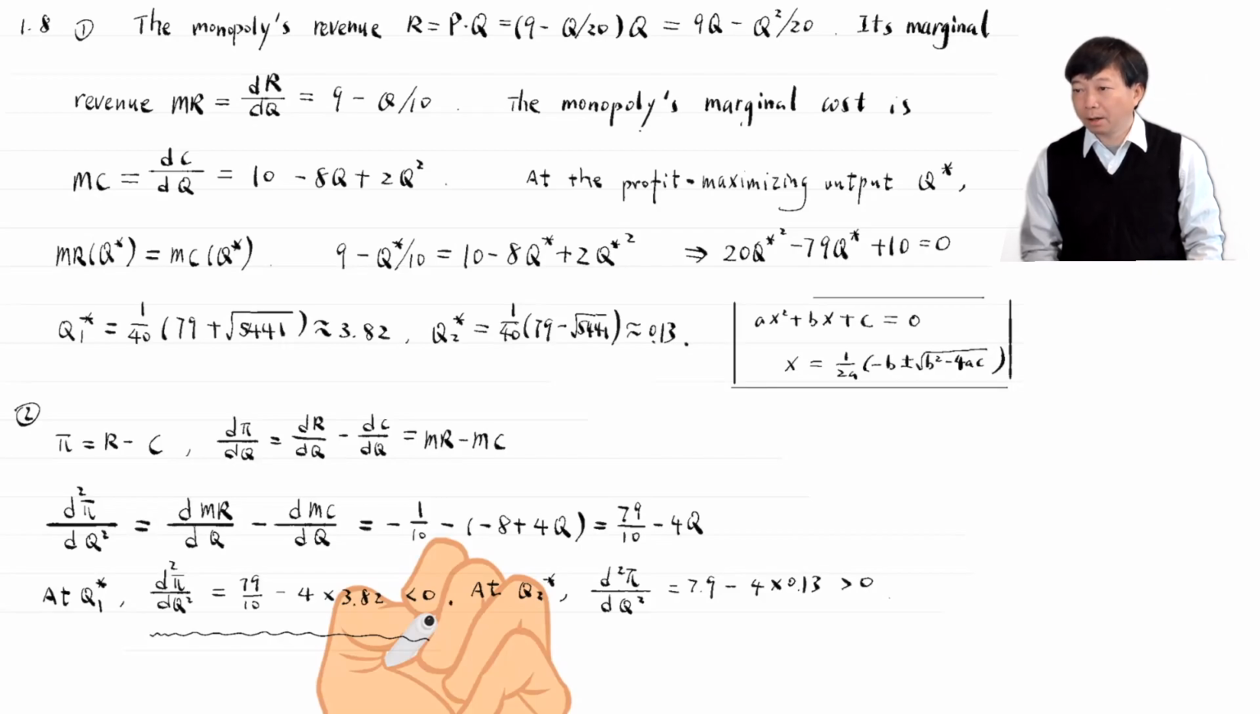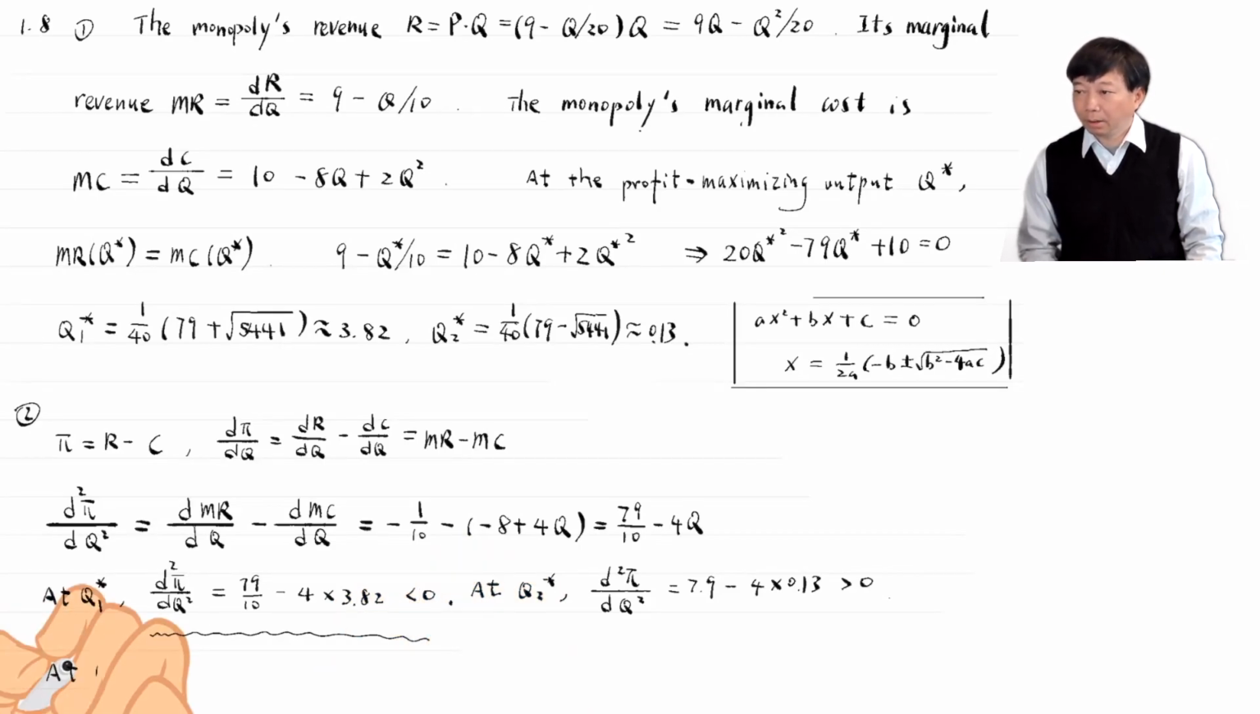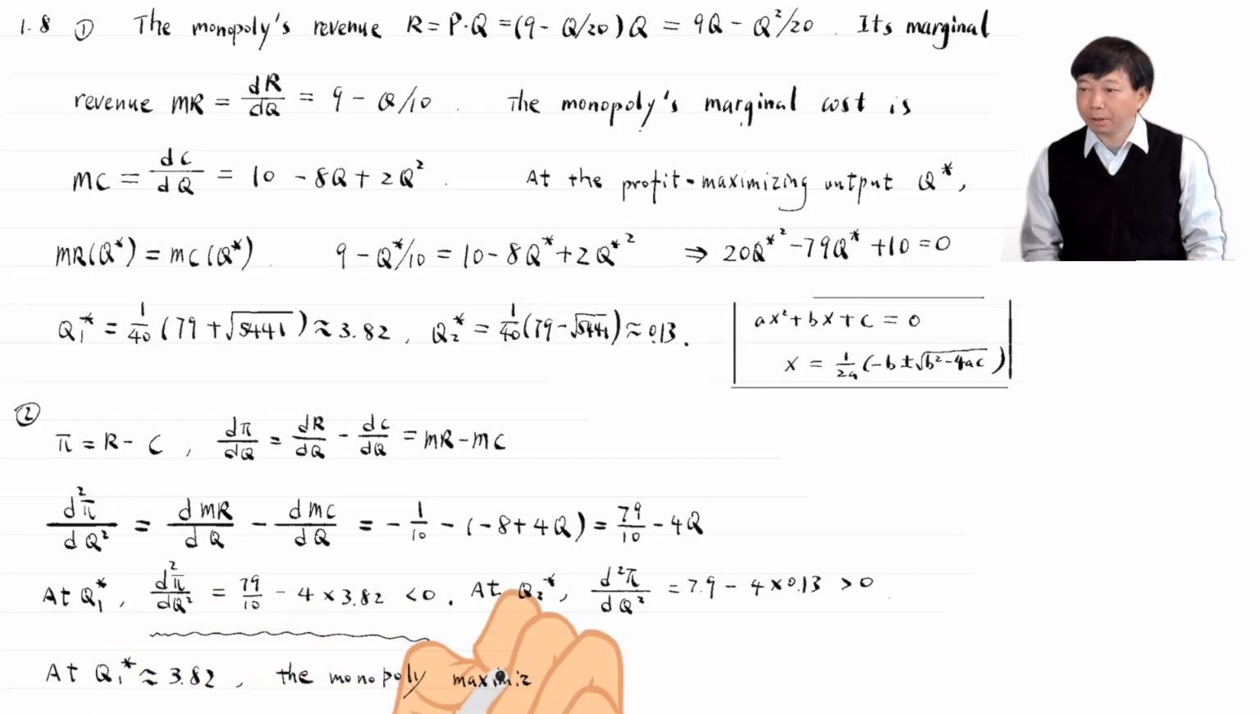At Q1 star, the second derivative is negative. So, it is the quantity that the monopoly maximizes its profit.